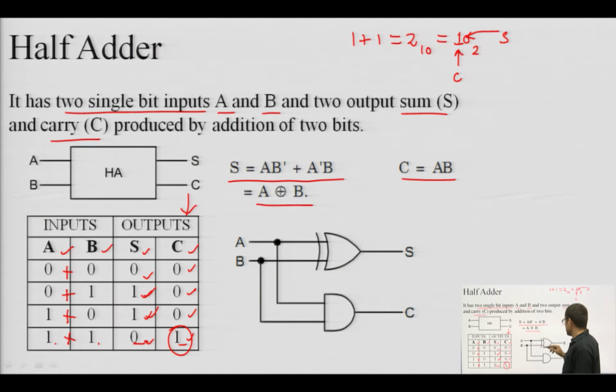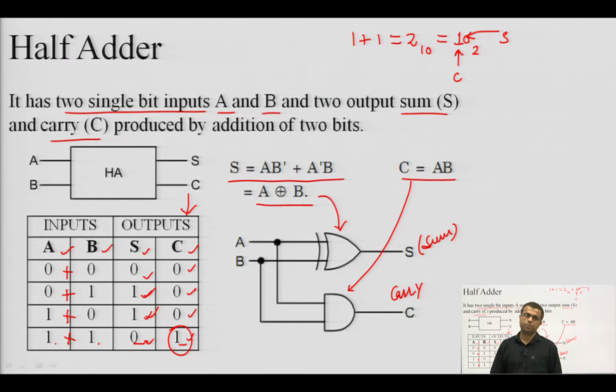It can be easily translated into a circuit. We can see that the XOR is producing the sum, and this AND product is generating the carry. In this way we have prepared the half adder.